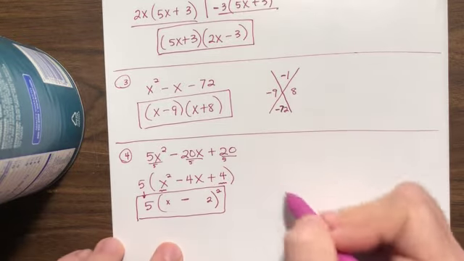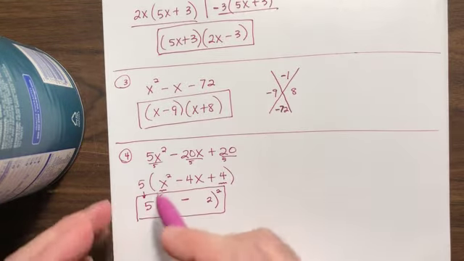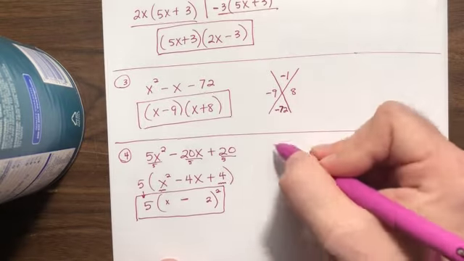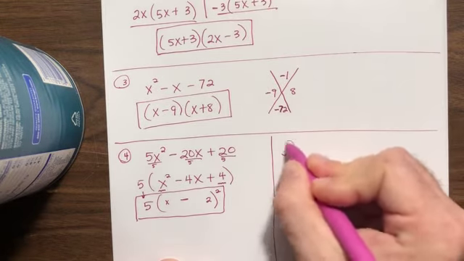Now, if you wanted to do the x, you'd find -2 and -2, and you'd be right, x minus 2, x minus 2. That's correct as well. No worries.